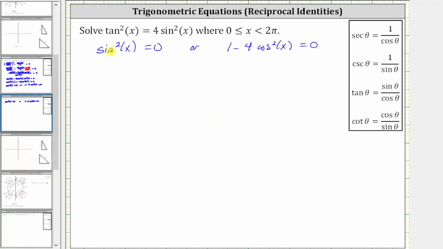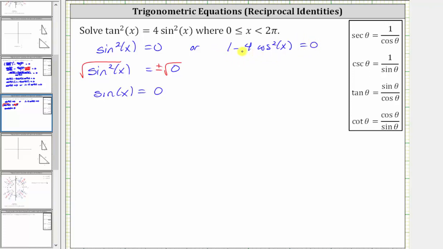For the first equation, to undo the squaring and solve for sine x, we take the square root of both sides of the equation. Remember, when square rooting both sides of the equation, we include a plus or minus on the right to make sure we get all of the solutions to the equation. The square root of sine squared x is equal to sine x, and plus or minus the square root of 0 is just 0.